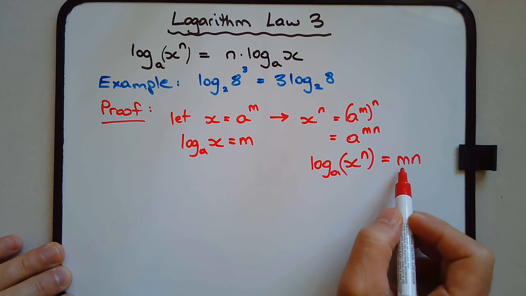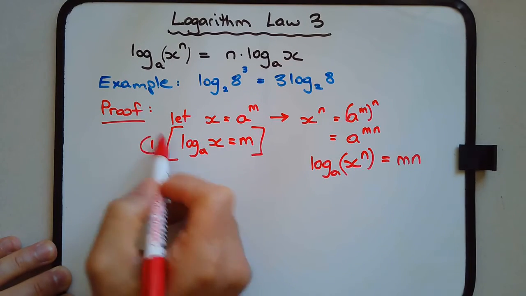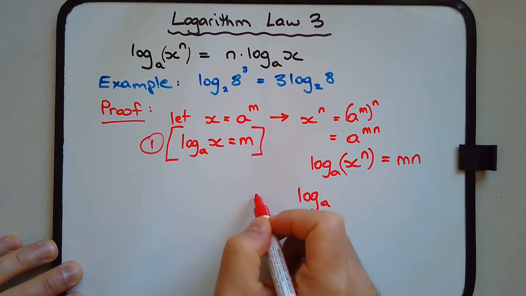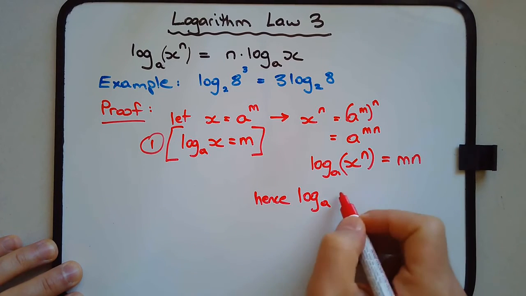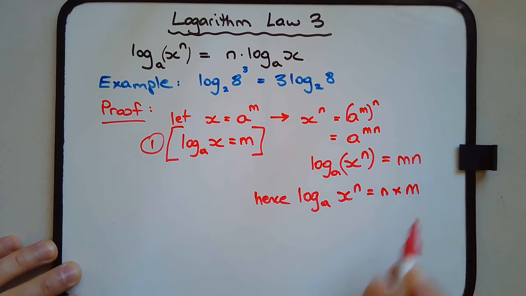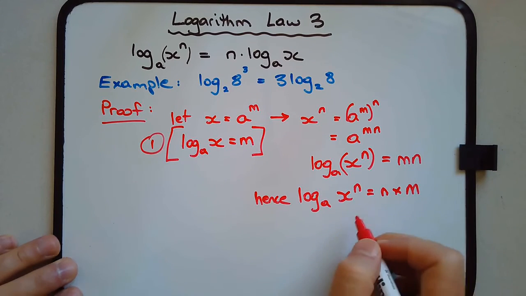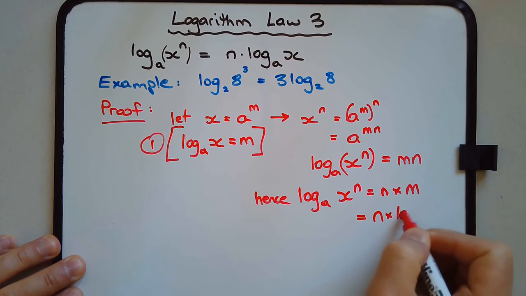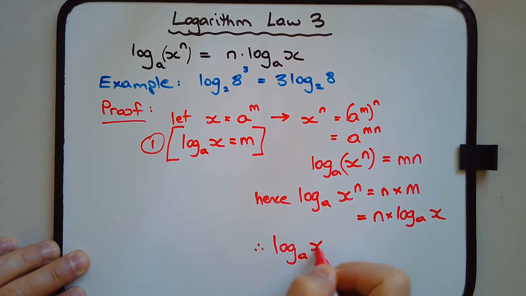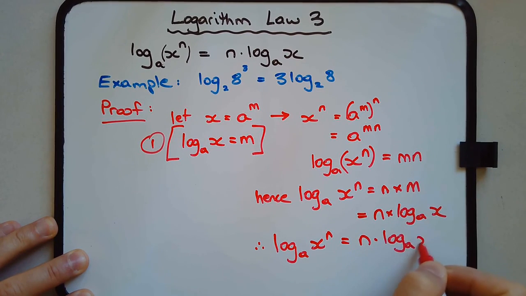But we have a definition for m, so this is very important, what we just came up with there. Hence log base a of x to the n is equal to, I'm just going to reverse the n and the m, but we know what m is. m is log base a of x. Therefore, log base a of x to the n is equal to n times log base a of x, as required.